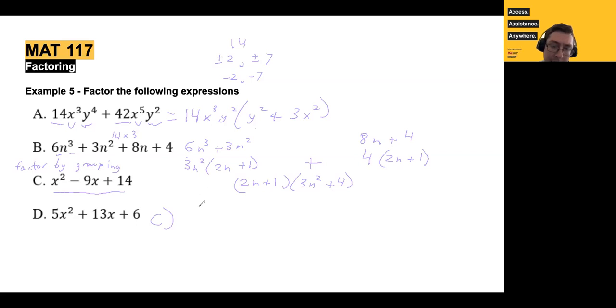So now that we know those numbers, it just becomes two terms: x minus 2 times x minus 7. That's how we factor this. Because if you were to expand this, you would get x squared minus 7x minus 2x plus 14. So we know that this does work indeed.